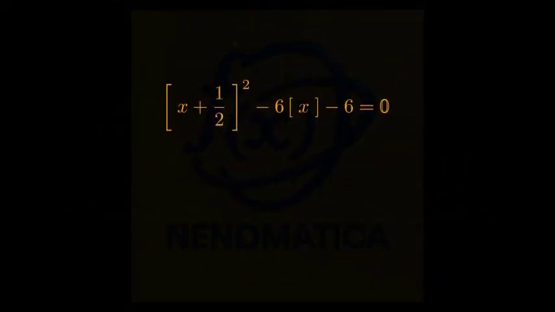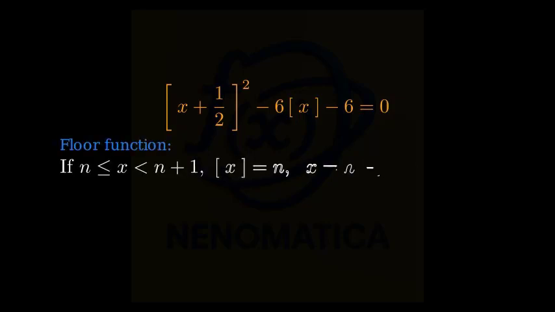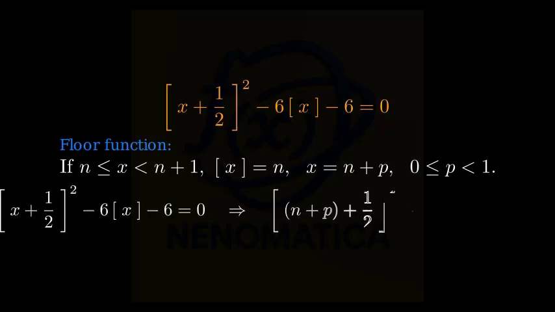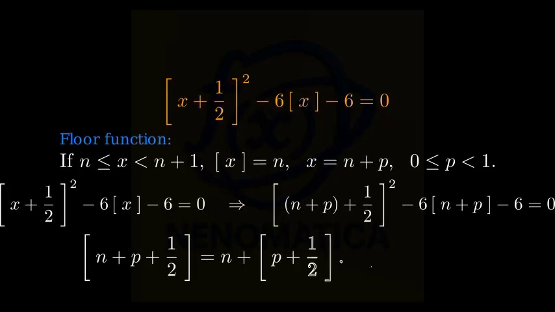Let's place the problem on screen. Then we recall the definition of the floor function and set up the substitution. We substitute x equals n plus p with n an integer and p between 0 and 1. Using the property floor of n plus a equals n plus floor of a, we get the structure of the equation in terms of n and p. Let's write this out, and now apply the property carefully.